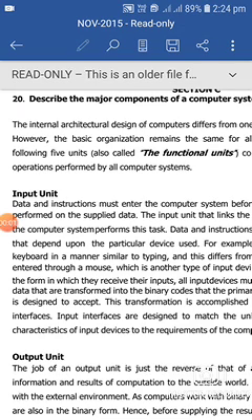Good morning, students. Now we are going to discuss the answers for part C questions of the November 2015 University question. The 20th question in part C is: describe the major components of a computer system.